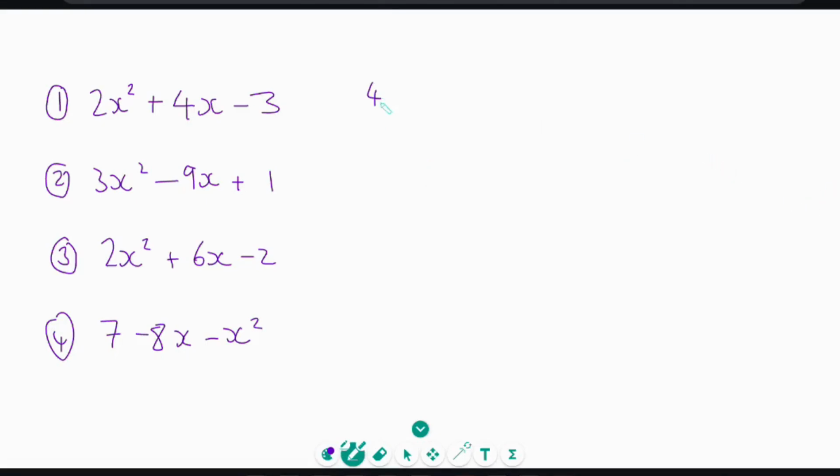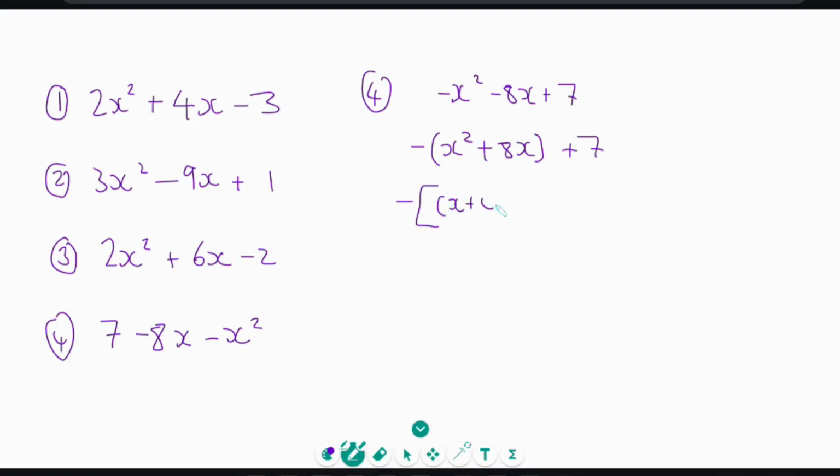And the last question here. Let me rearrange the order first. Divide the first two terms by -1. And again, let me just double check this. So if I expanded these brackets, I get minus x squared minus 8x, which again is what I need. So let me complete the square now. Minus 16 is positive 16.